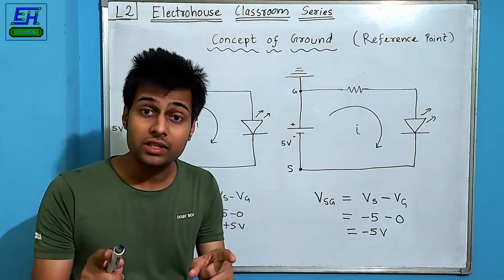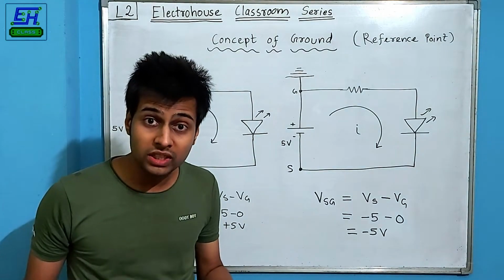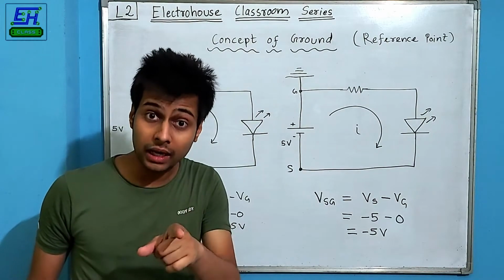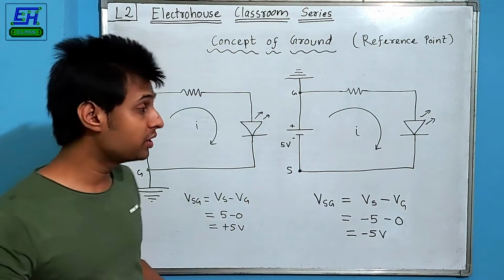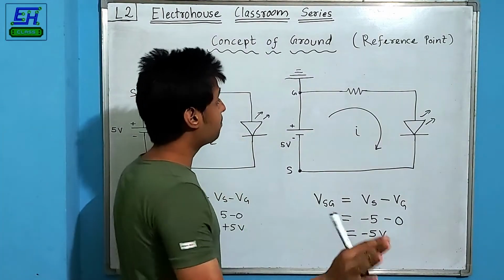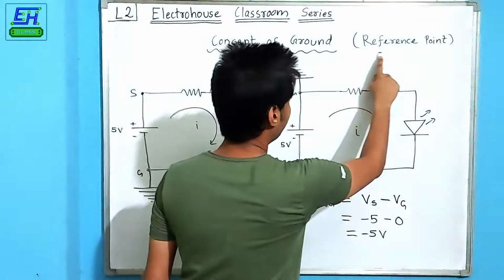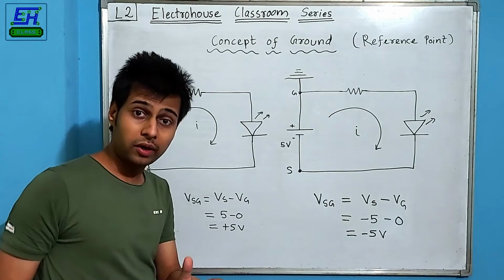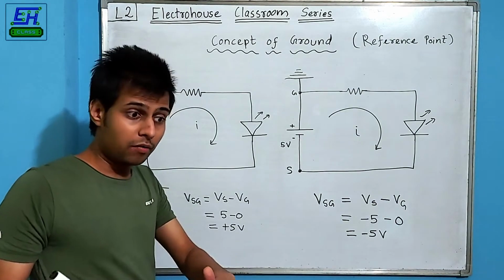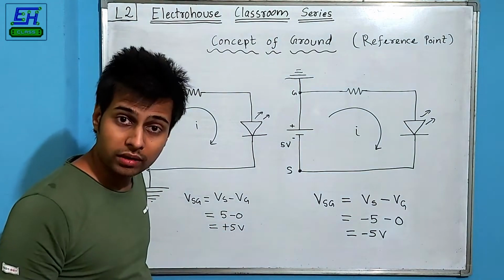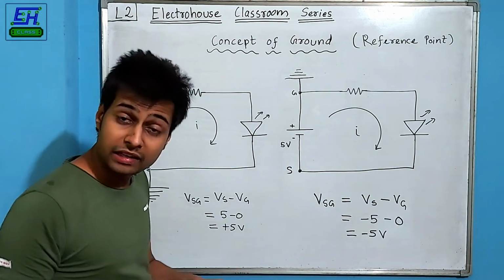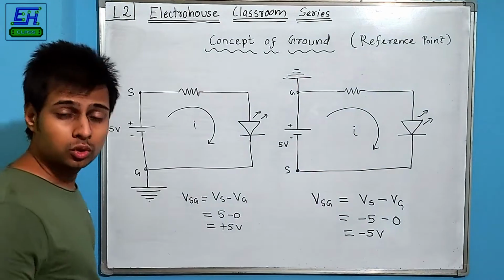Now this is not exactly true. This is partially true but not exactly true. Ground can be anything, because by definition and in very simple terms, ground is nothing but a reference point. It is something from which we take reference, from which we measure voltage. That is the reference point, and it can be anything. So let us understand.